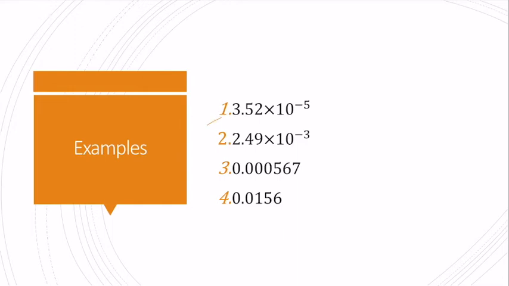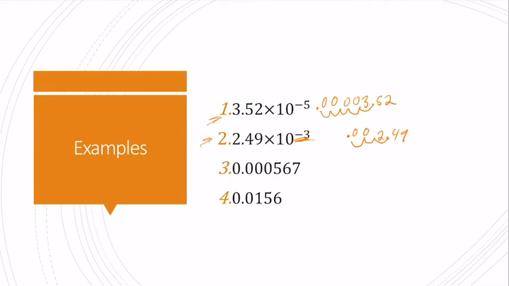So let's go ahead and expand these two numbers in scientific notation with negative exponents. So I have 3.52 times 10 to the negative 5th, and I need to move my decimal place over 1, 2, 3, 4, 5. That gives me 0.0000352. For our second example, I have 2.49 times 10 to the negative 3. So I'm going to move my decimal place to the left, 1, 2, 3. So now I have 0.00249.